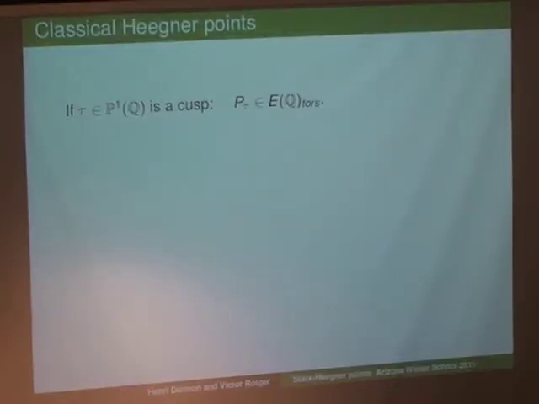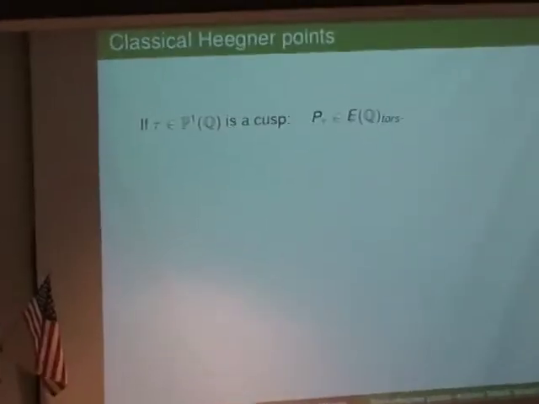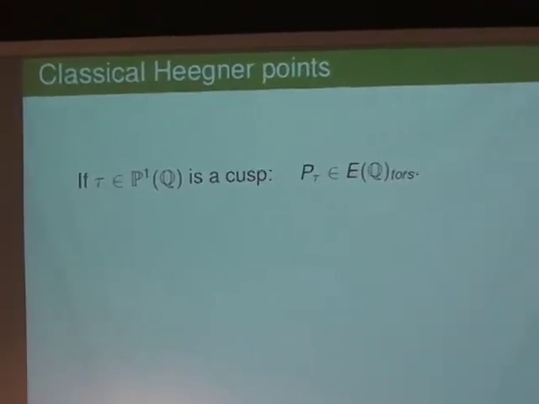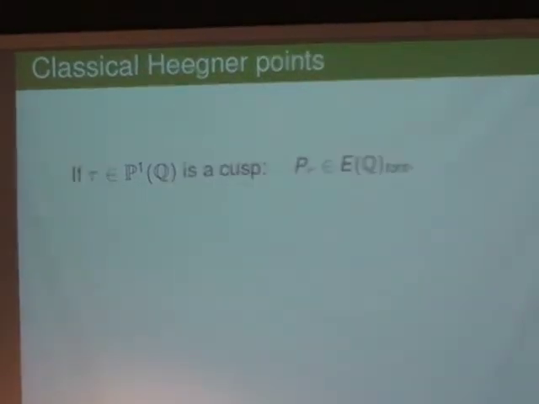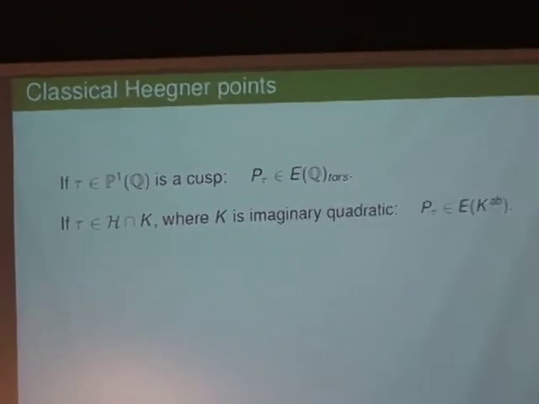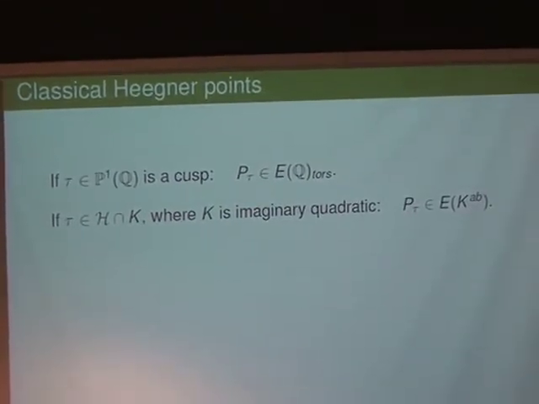Okay. So if we take tau to be a cusp, then I get this point. These points turn out to be rational points, and they also turn out to be torsion points. This is a theorem of Manin. And if I now take tau, which is in the upper half plane, this curly H is my notation for the upper half plane, but I also take it to land in some imaginary quadratic field, K.